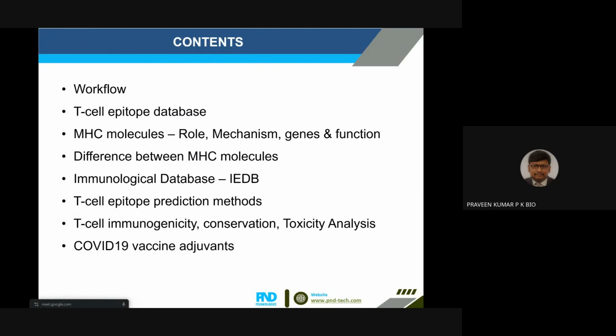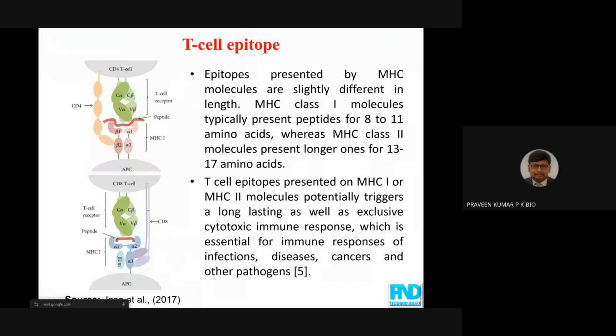Let me go ahead. Today we'll be discussing the workflow, a sequence of steps used to work on a particular research, especially searching for T cell epitopes. Then we'll discuss the role, mechanism, genes, and function of the MHC molecules, which we have of course discussed yesterday. Just as a recap, we'll discuss the difference between MHC molecules, immunological databases, and the other databases we have for T cell epitope prediction. Other than that, we'll be discussing immunogenicity, conservation, toxicity analysis, and COVID-19 vaccine adjuvants.